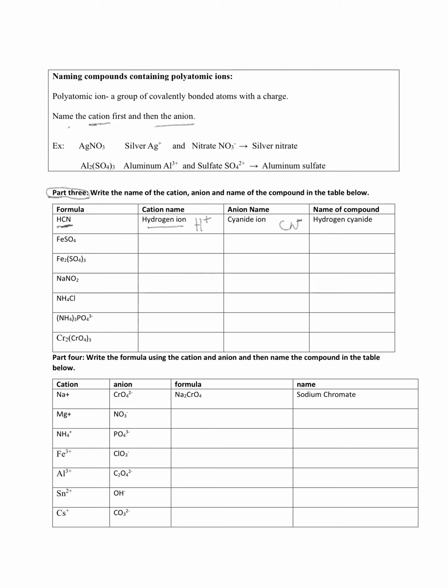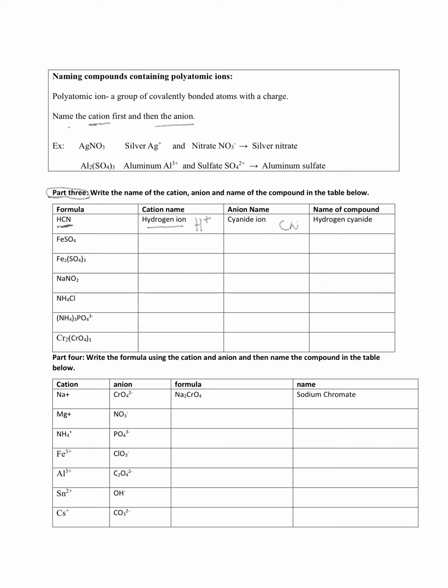All right, so if we were going to actually write out the formula for it, we would write HCN: 1 hydrogen, 1 cyanide ion, because the charge is positive 1 and negative 1, so you'll need 1 of each. And then we write the name hydrogen cyanide. We take away the word ion and just say hydrogen cyanide.